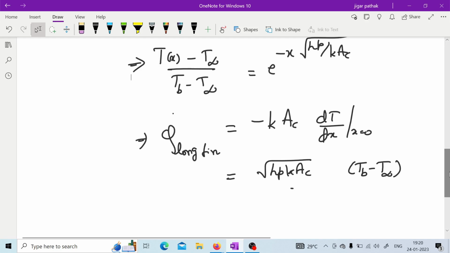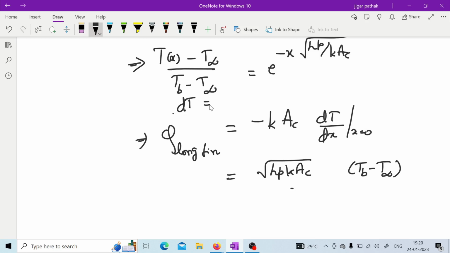x equal to 0 is written. Here we will use it at x equal to 0 only in order to find the heat transfer rate for this long fin. At x equal to infinity, you will find this dT by dx, this (Tb minus T infinity) will go this side. So this is nothing but dT, this (Tx minus T infinity). If you differentiate it, you will have minus m e raised to minus mx, and this is Tb minus T infinity at x equal to 0.